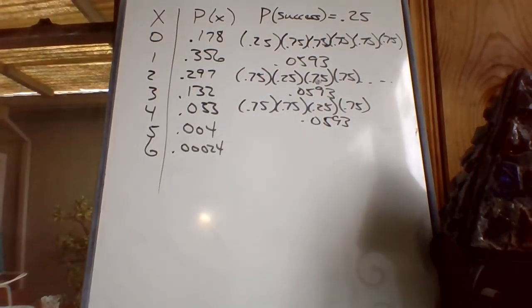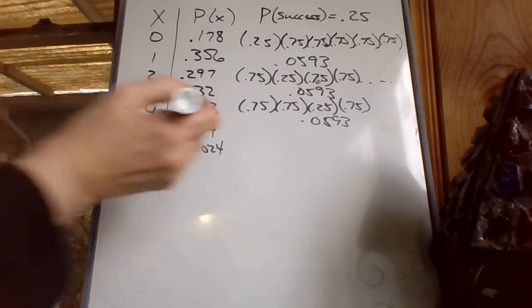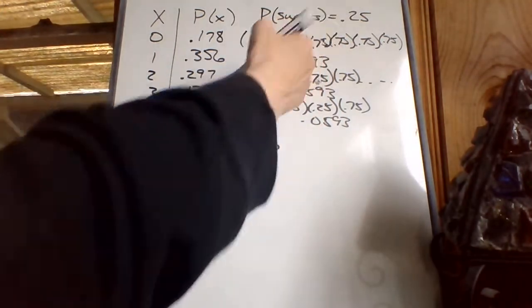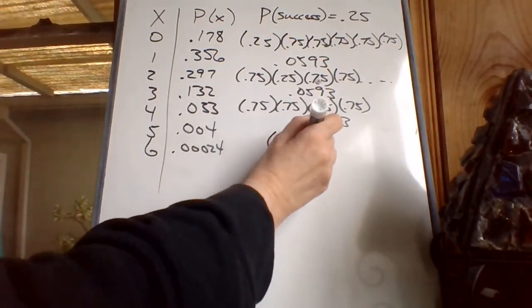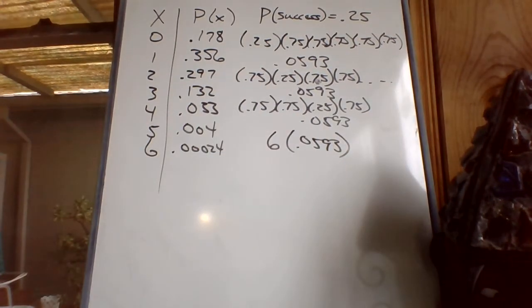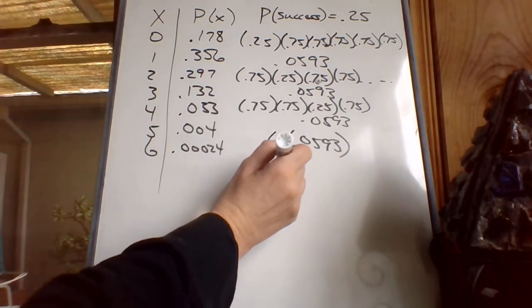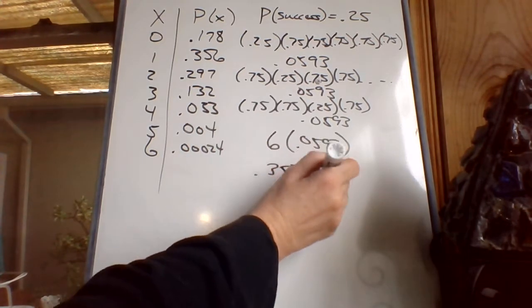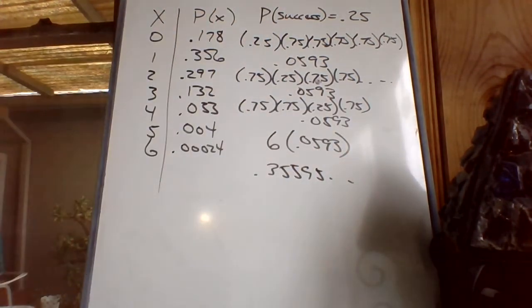Or the fourth one could have been a success and all the others failure. Or the fifth one, or the 6th one. So really, there was 6. If I wrote them all out, there would be 6 of those. Okay, 0.35595. I saved a bunch of places on this. 0.35595, something, something. 0.356. That's where that came from.